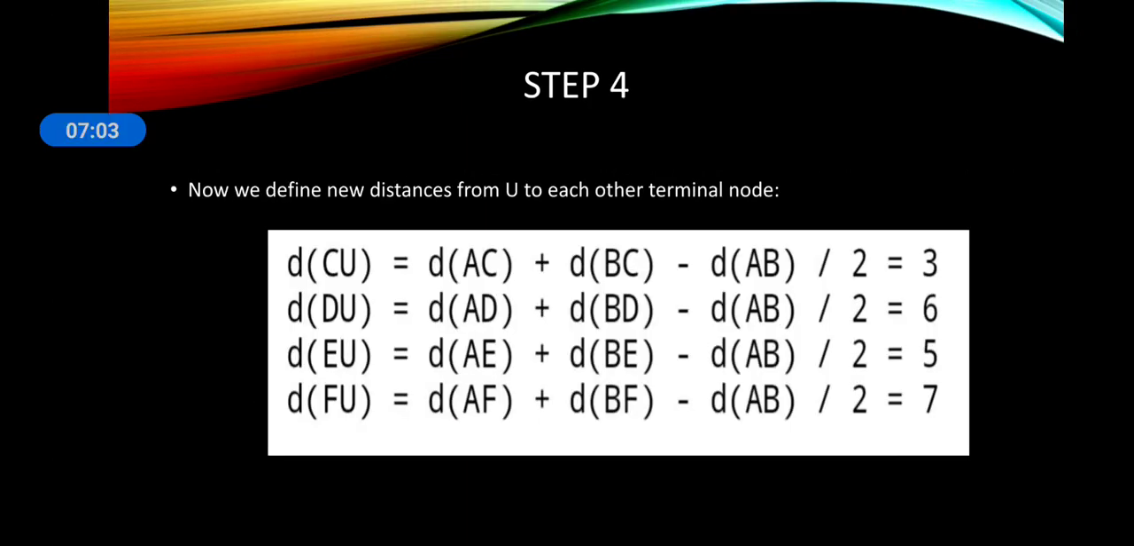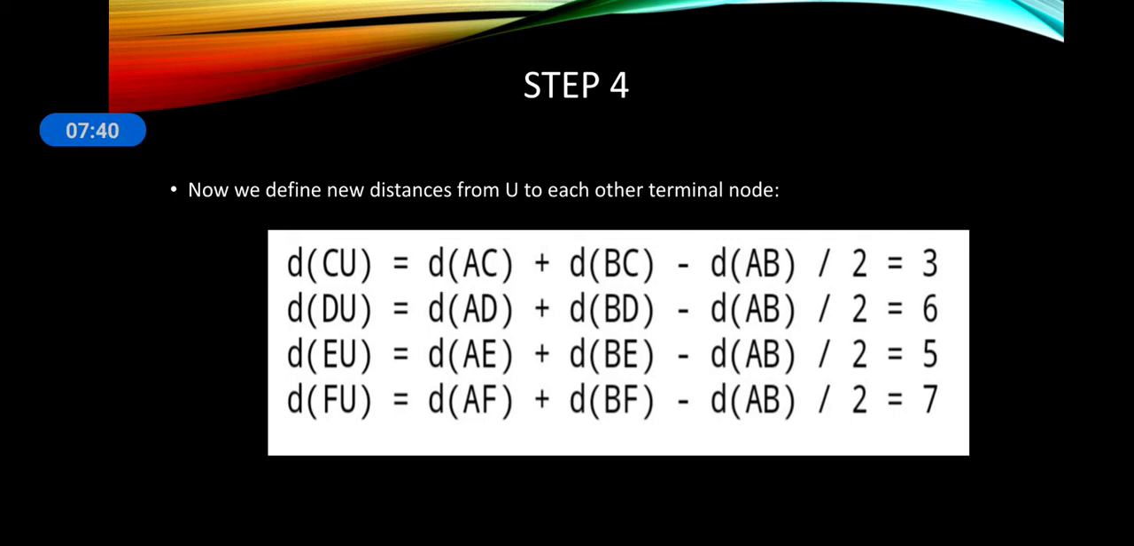Now what you have to do: you have already got an internal node U, and you will calculate the distances from this U to all the other terminal nodes. We have already made A and B neighbors. Now using these terminal nodes, A and B, we have to calculate the distances from U to all the other terminal nodes. The formula for that is D of CU is equal to D of AC plus D of BC minus D of AB, divided by 2.